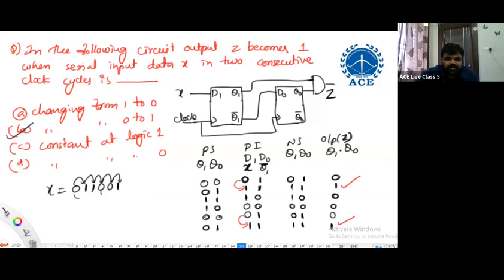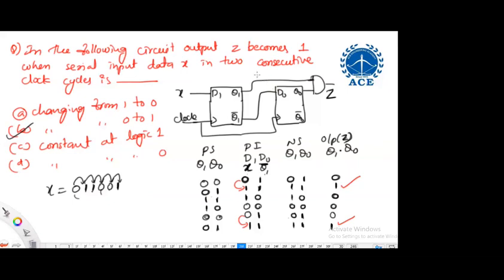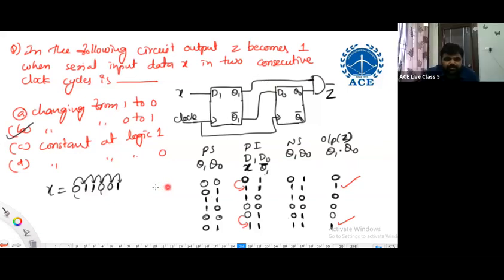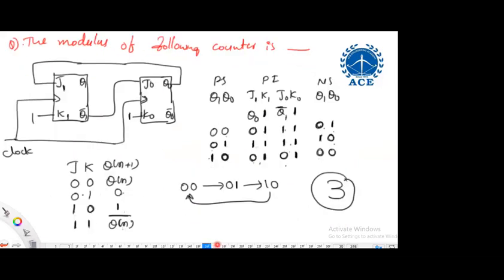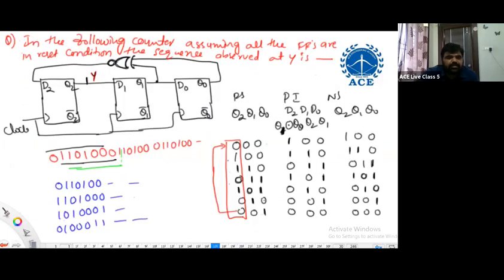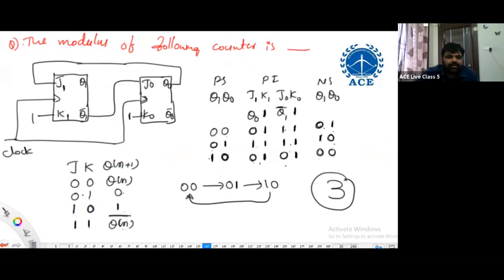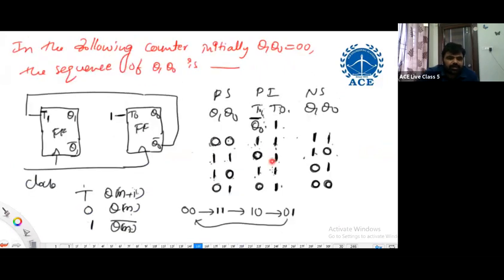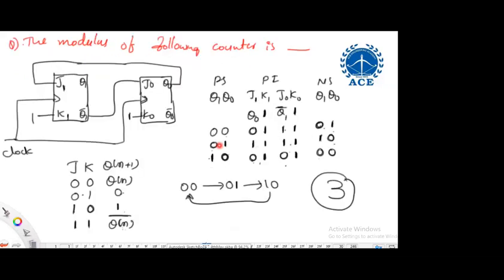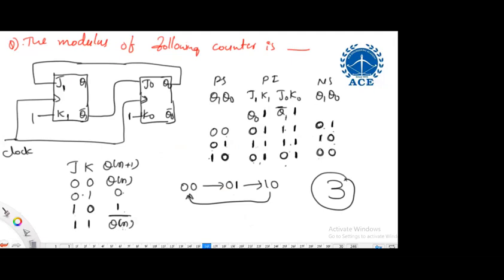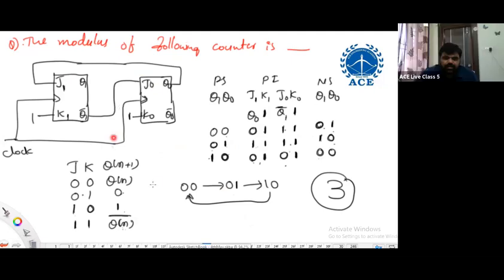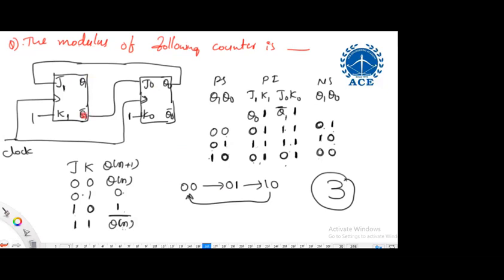Manisha. Good morning, sir. Very good morning, Manisha. Tell me. Sir, today's first slide, sir. I think JK, yeah, this one only, right? This one was done yesterday only, right? Simple. JK flip-flop, a counter, that's it. No, sir, not that one. This is the first slide for today's discussion.